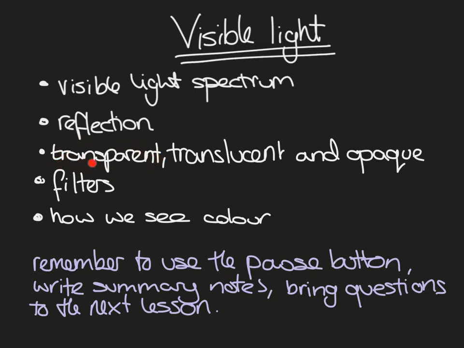We're going to be looking at how the terms transparent, translucent and opaque fit into our current understanding of waves, because these are the terms that we're first introduced to in primary school about waves. We're going to be looking at how filters work in terms of making things look different colours, and we're going to be looking at what's going on when we see objects of different colour. So why do we see some objects as blue? Why do we see some objects as red?